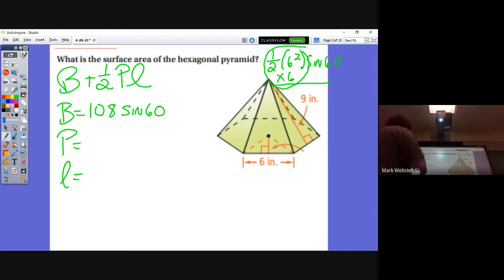Let's find the perimeter, let's find the slant height. Perimeter. How many sides are there? And each of them is 6. So what's the perimeter? 36. Yeah, 36, right? 6 plus 6 plus 6 plus 6 plus 6 plus 6, which would essentially just be 6 times 6. Exactly. And then the slant height, well, they give it to you, right? That's the easy one.